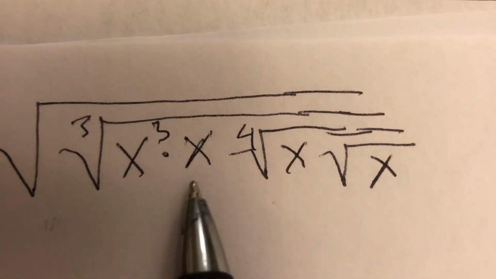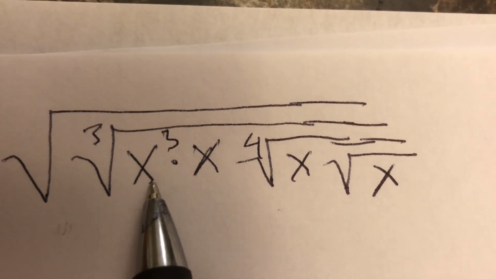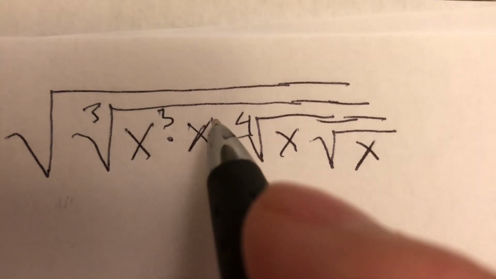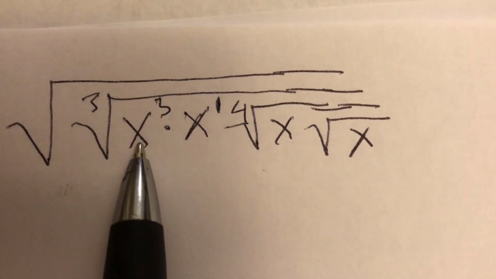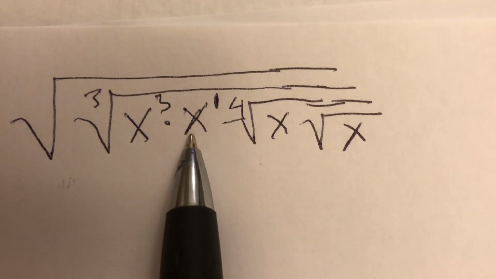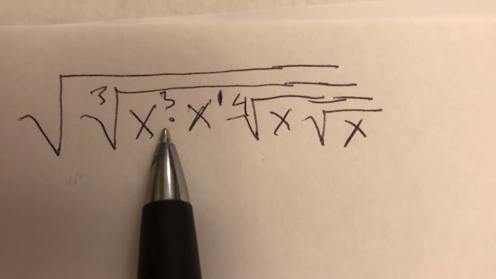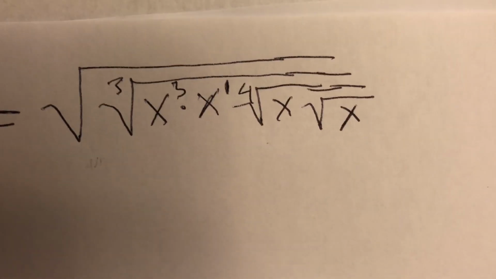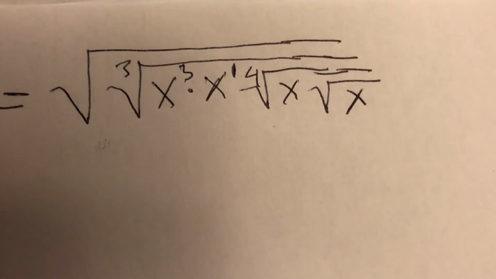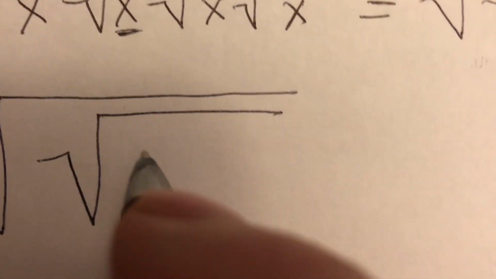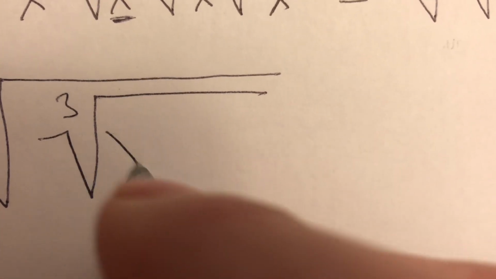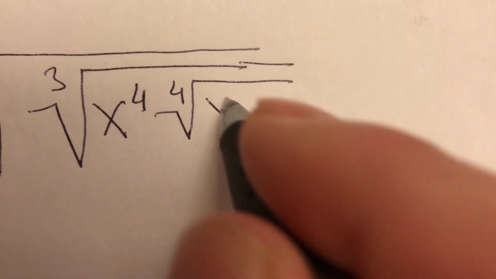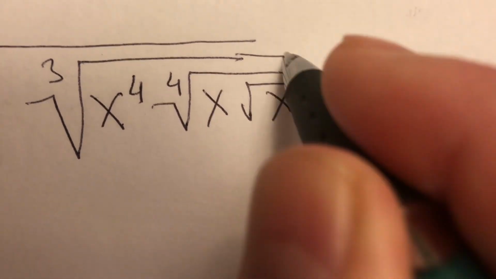And since I have here the multiplication of the same variables, the base is the same but the exponents are different, I can write the same base and add the exponents. And now I can write this form. Here is a 3, and it is x to the 4th. And the other radicand is x times x.